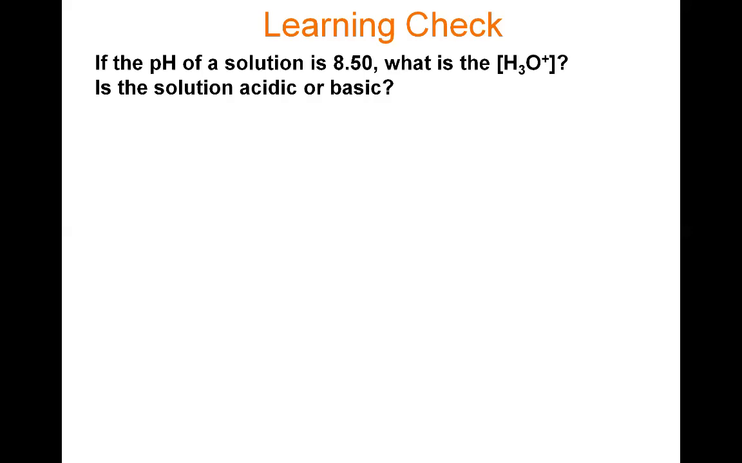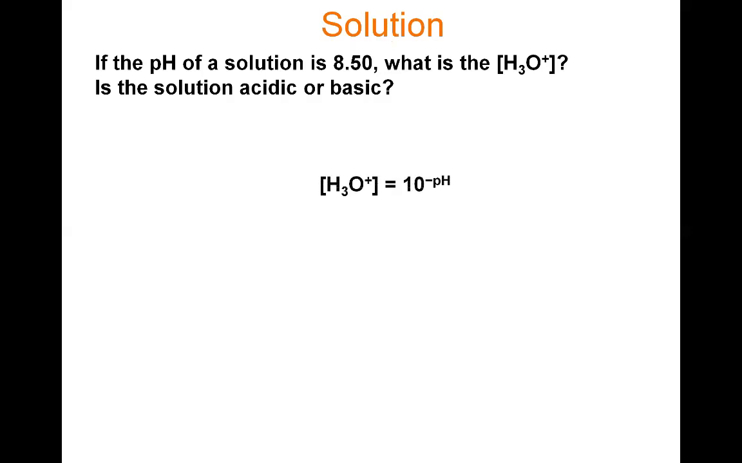So here you use the formula that says the concentration of H3O+ is 10 to the negative pH. Next, you plug in the value of the pH. It's negative 8.50. And when you do that in your calculator, the calculator answer is 3.162277, etc., times 10 to the negative 9.